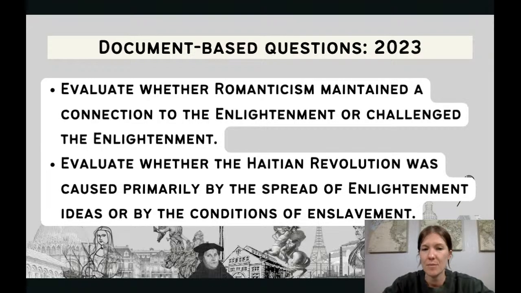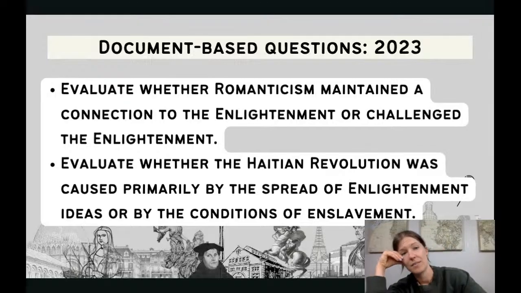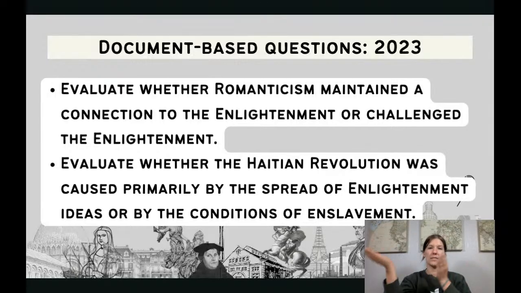For your 2023 DBQ, you have two options. This is when we start to have two different exams, because everything's becoming more digital. The first: evaluate whether Romanticism maintained a connection to the Enlightenment or challenged the Enlightenment. Again, you are looking at both sides of a coin. Did it connect? Did it not connect? And then you're trying to draw a conclusion saying it did, it didn't, or it's somewhere in the middle.